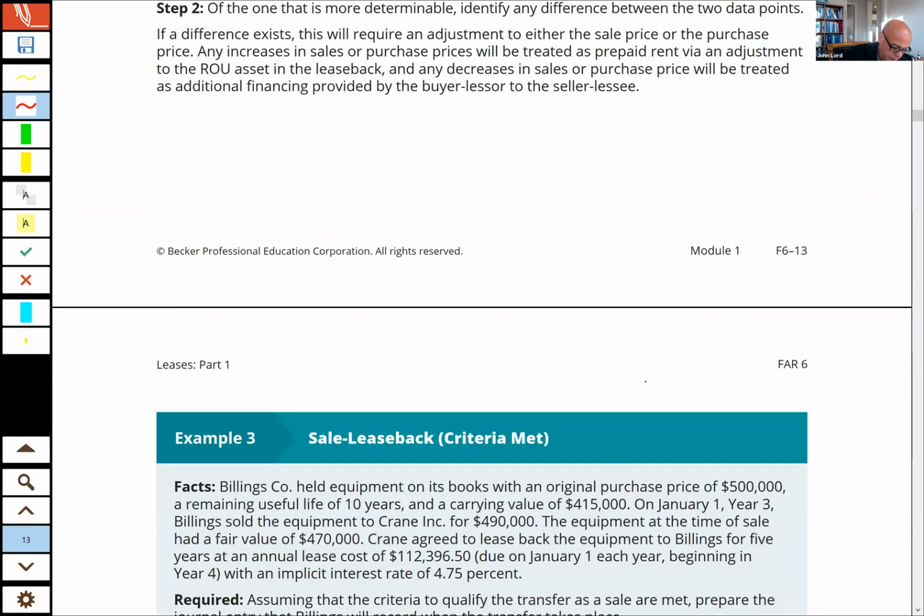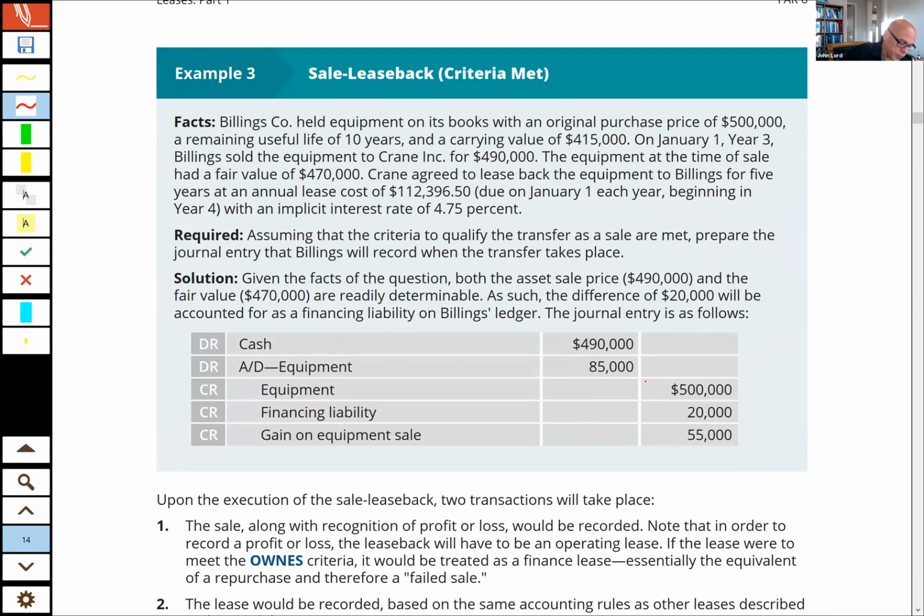Let's go up and look at the example here. We have this Billing company that held equipment on its books with an original price of 500,000. Remaining useful life is 10 years. Carrying amount is now 415,000. That's going to be an important number because I want to figure out if I have a gain or loss on this, so I'm going to put that number aside. On January 1st, year 3, Billing sold the equipment to Crane for 490,000. The equipment at the time of sale had a fair value of 470,000.